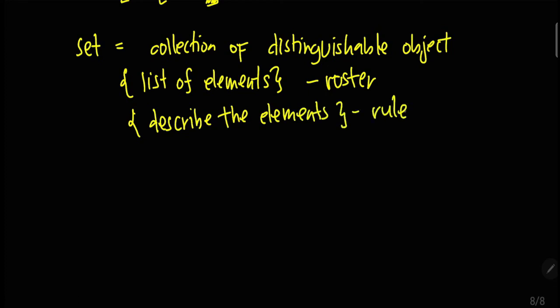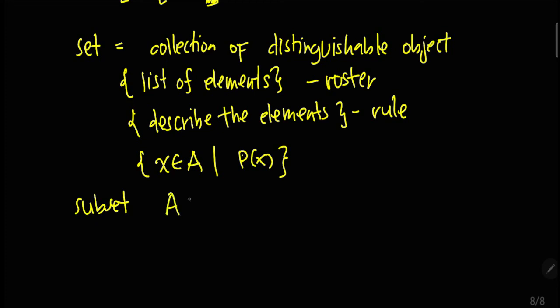For the rule method, usually when we describe an element, we write the properties as follows: x is an element of a set A such that the property P of x holds for this element x in A. A set A is a subset of B if and only if, following the definition, for any object x, if x is in A, then x must be in B.